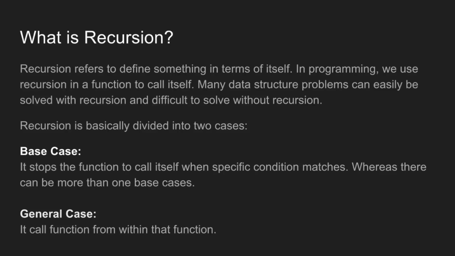So basically, there are two base components of recursion. First one is the base case. It stops a function from calling itself when a specific condition matches, whereas there can be more than one base case, or multiple base cases. I will be solving problems that will include no base case, one base case, and multiple base cases, so that you may get the idea of all these scenarios of base case. The second is the general case, where we call the function from within that function.